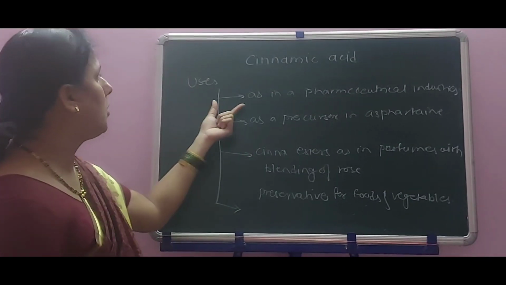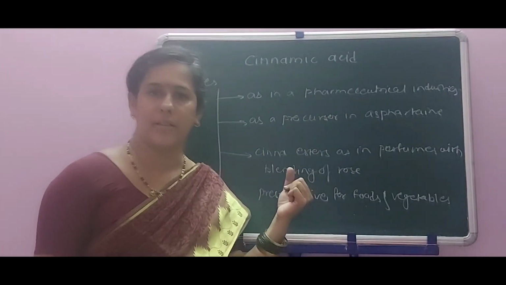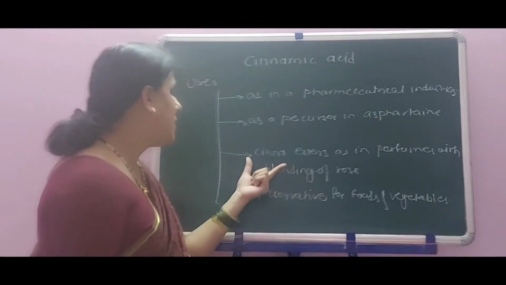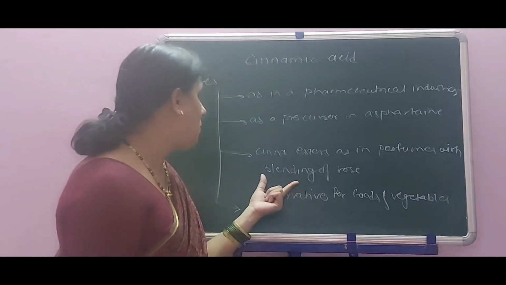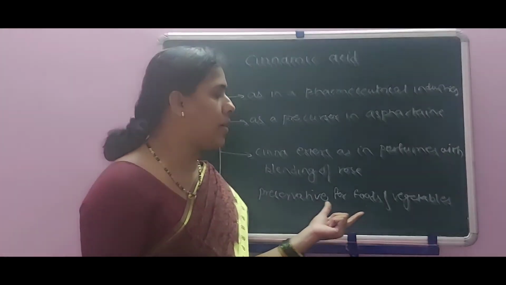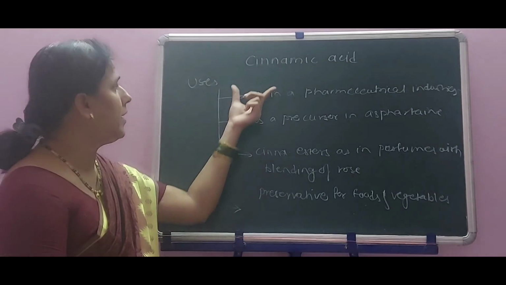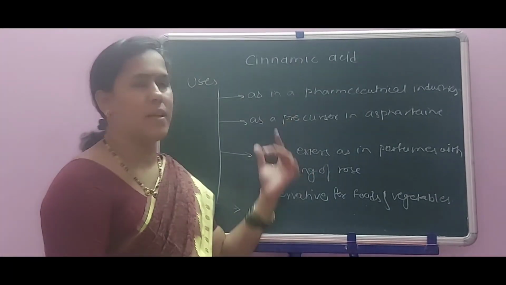Again, I am going to repeat it. The uses of cinnamic acid are in pharmaceutical industries. Second, as a precursor in aspartame. Third, cinnamic acid esters are used in perfumes with blendings of rose. And last, as a preservative for foods and vegetables. Thus, we have completed the second unsaturated acid, that is known as cinnamic acid.